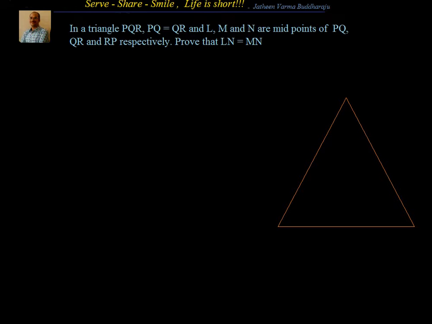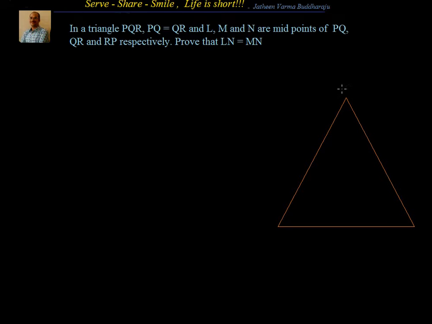We have been given that in a triangle PQR, PQ equal to QR, and L, M, N are midpoints of PQ, QR and RP respectively. Prove that LN equal to MN. So let me just try to draw the diagram, then we'll try to solve it together.